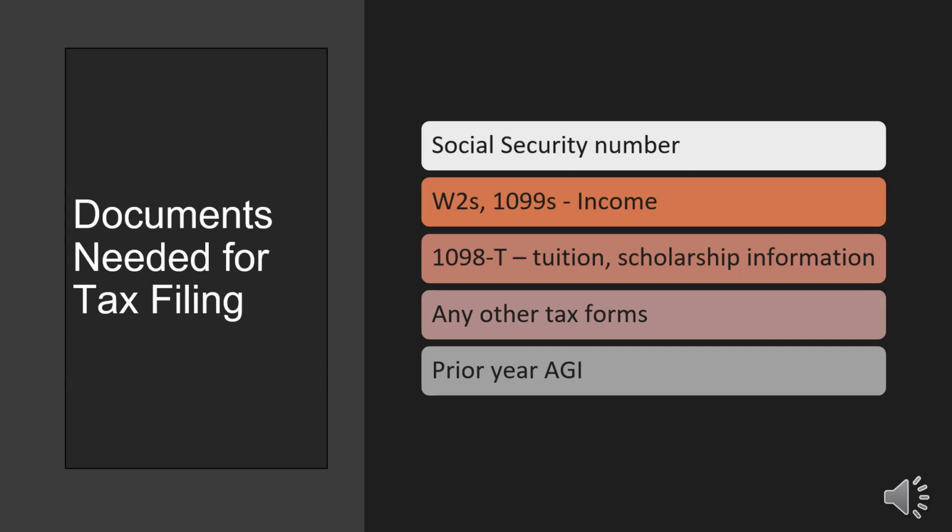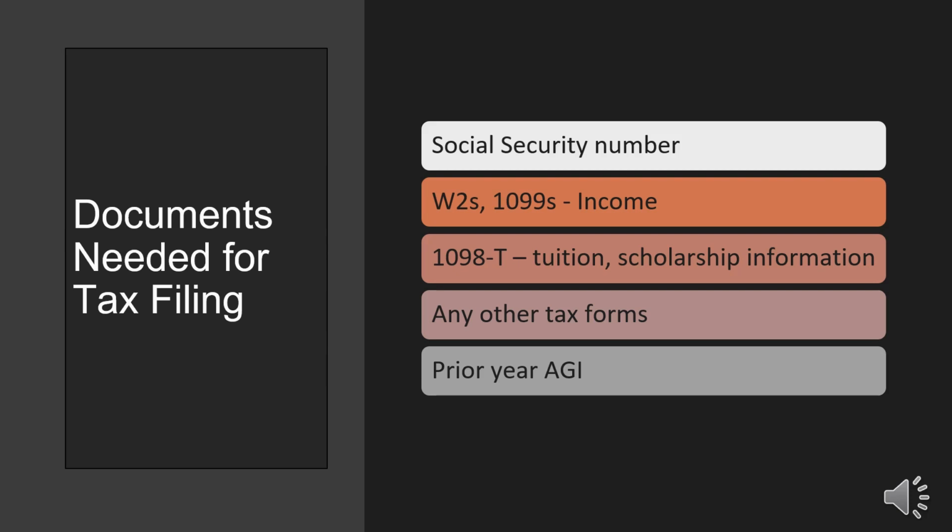So now we're going to talk about some of the most common documents you might need for your tax filing. We're going to start with the Social Security number. You do not need your Social Security card, just the number is fine. Your W-2s or any 1099s that you might have received. This shows any income that you have earned throughout the year.